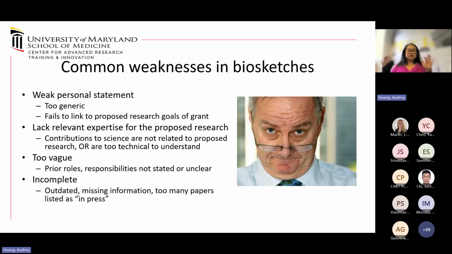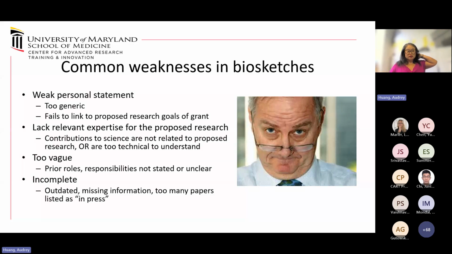Also not good: too vague. This especially comes up in multi-PI or co-PI situations where you're 5% on somebody else's grant and you just put down co-PI. No, what were you responsible for doing? What did you do? What did you generate? What were your roles? Those need to be stated, and they have to be also related to the grant currently being written and compiled.